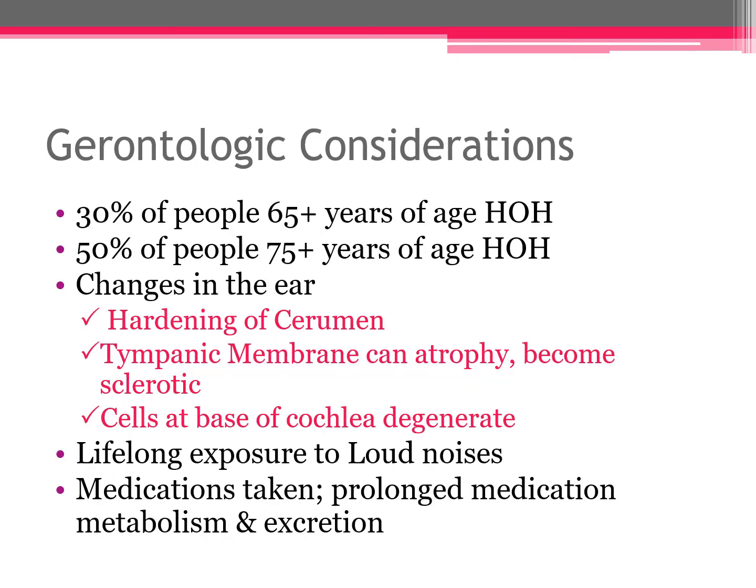Okay, so older people, they have issues. You don't have to remember the percentages, but know that they're more prone to be hard of hearing, and the older they get, about half of them are hard of hearing. Some of the other reasons are hardening of the cerumen, and their tympanic membrane can atrophy and become sclerotic, so that normal transmission is no longer there. Cells at the base of the cochlea degenerate. They've been alive for a very, very long time, so they've been exposed to loud noises. They've taken different types of medications, all those types of things, and all of that makes sense.